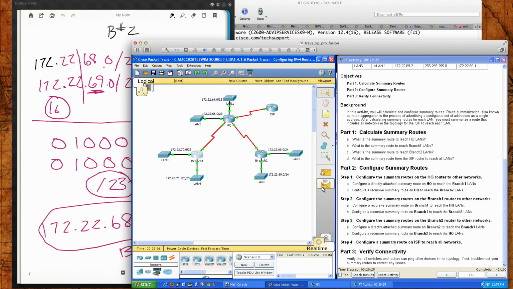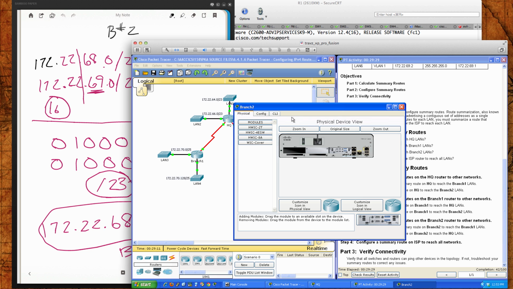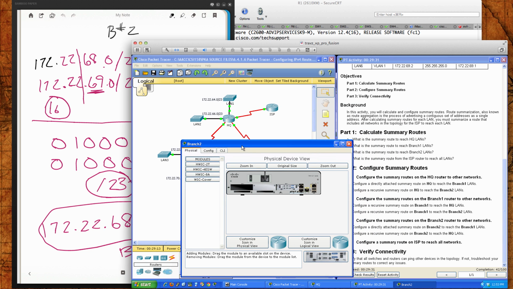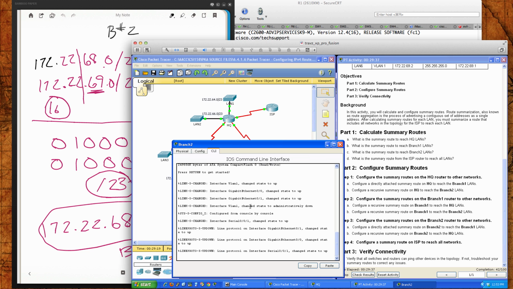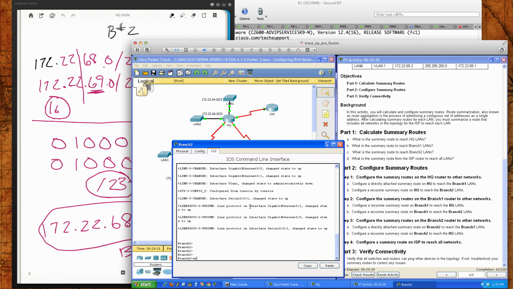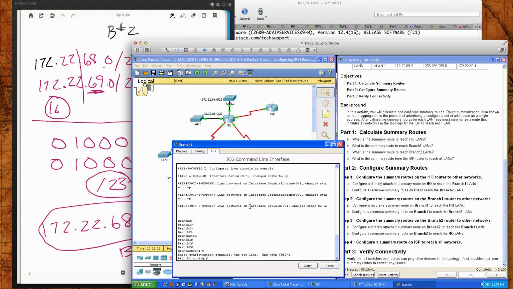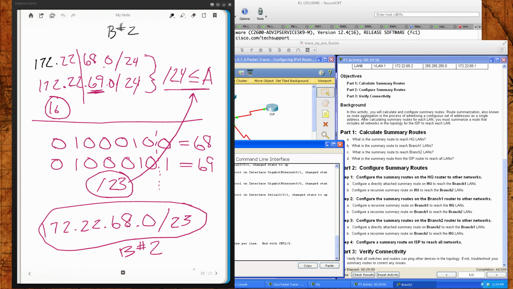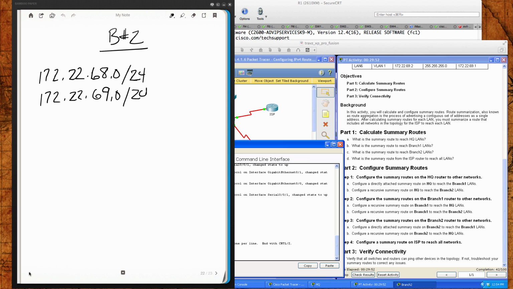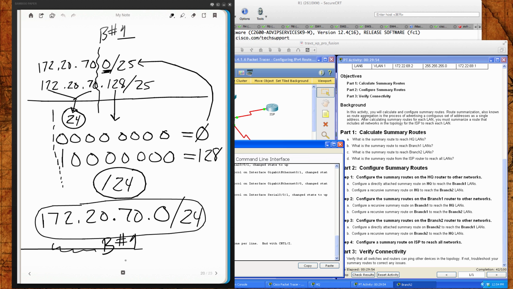All right, step 3. We're going to configure the summary routes on the branch 2 router to other networks. So we're definitely going to need to know, and it looks like it wants a directly attached as well as a recursive summary. So here we go. We'll go from user exec into privilege exec into global config mode. So let's go ahead and branch 2 to branch 1.